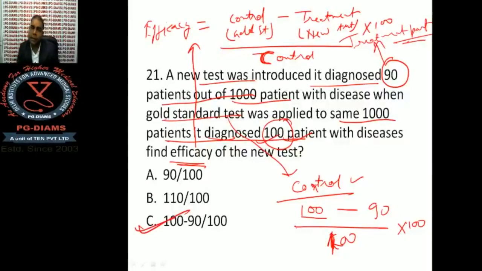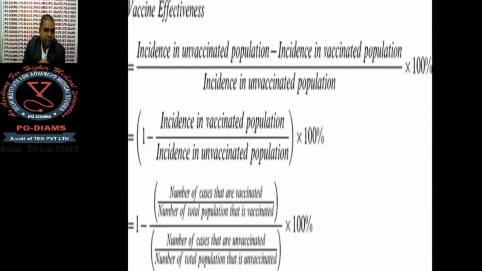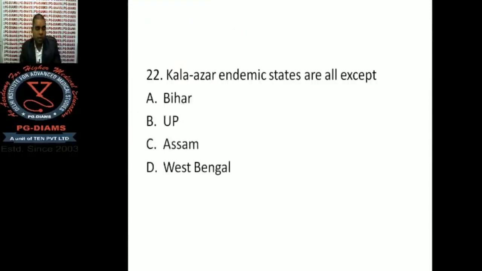Now, efficacy is calculated by this formula, and if vaccine effectiveness is asked, as it may be in other exams, then it is incidence in unvaccinated population minus incidence in vaccinated, divided by incidence in unvaccinated. So these two are common: incidence in unvaccinated minus incidence in vaccinated. Then we will be able to know vaccine effectiveness. Okay. Now let's move to another question.